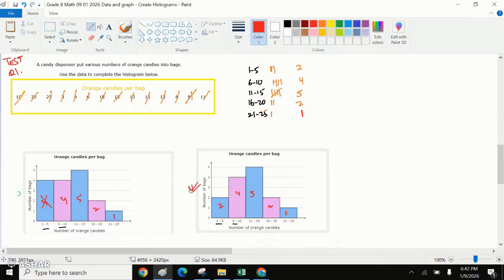So how we do this is we compare the heights of the bars. We look at the heights and we can find the only difference was the first bar, from 1 to 5. So once we have done the tally markings, we can easily find the answer.